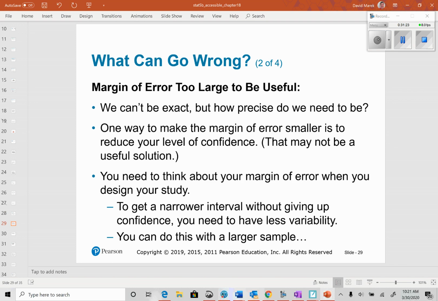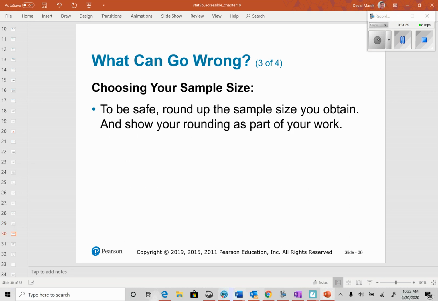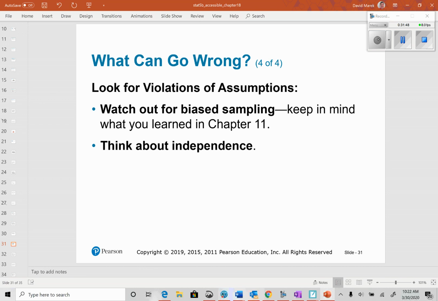How precise do you need to be? Well, reduce your confidence level if you want a smaller margin of error. But to get a narrower interval without giving up confidence, you have to have less variability. And hey, take a bigger sample size. Okay. Sure, your rounding is part of the work there. Biased sampling, yes. Think about independence, yes.